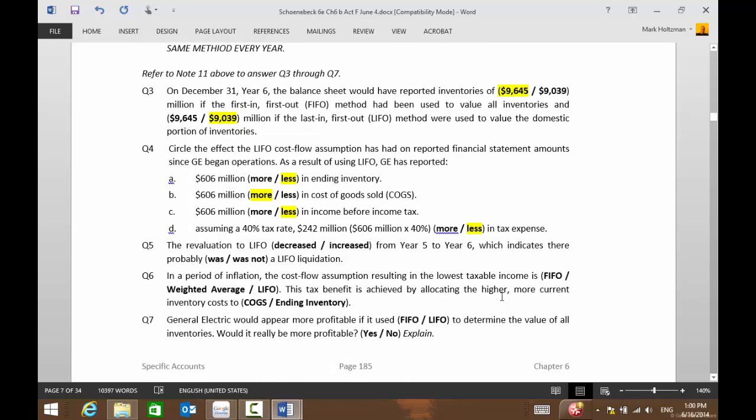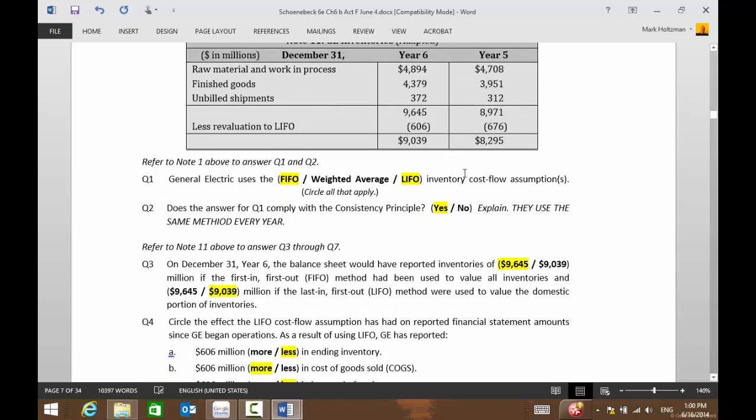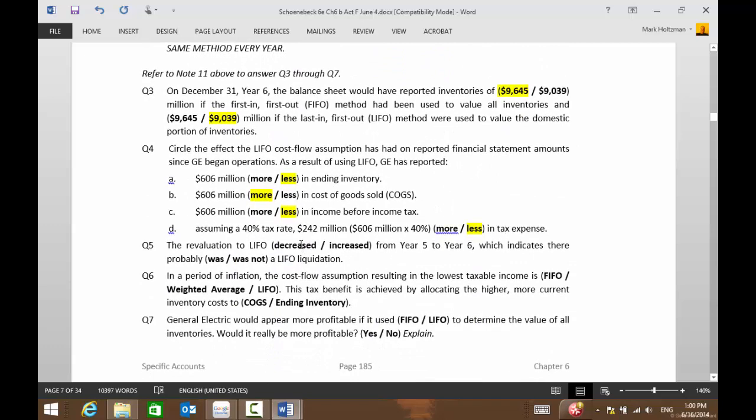And it's a good question. I think we should talk about it, but I'm not going to talk about it now. Is that ethical? Is it ethical to use LIFO to lower your taxes? The revaluation to LIFO, did it decrease or increase? You saw here that the revaluation decreased. And that would, by the way, indicate there was LIFO liquidation. Don't worry about what a LIFO liquidation is.